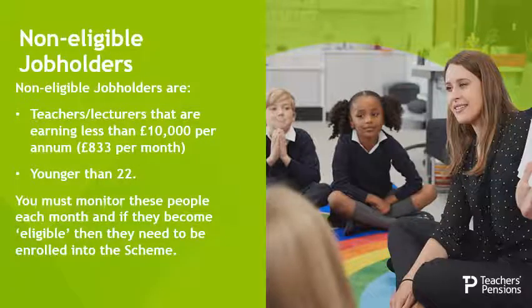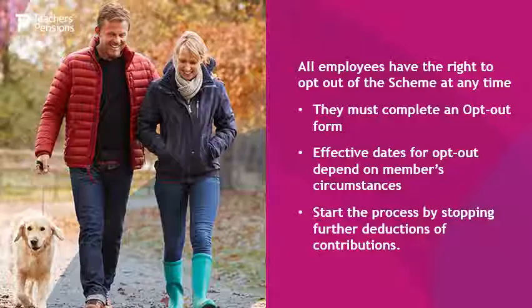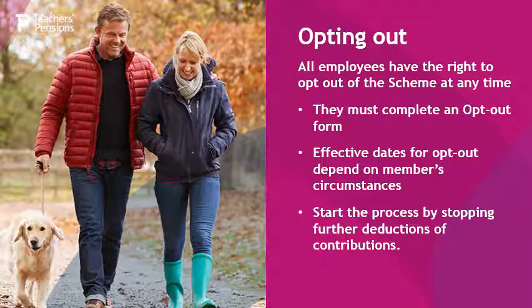For non-eligible job holders, so members of staff who don't meet the criteria, you have to monitor these members of staff, and when they do meet the criteria, you would need to automatically enrol them into the scheme under the automatic enrolment regulations, unless one of the exceptions applies. All members have the right to opt out of the scheme at any time if they wish. There's no restrictions to the amount of time they can opt in or out of the scheme. If a member does want to opt out of the scheme, then there are 2 ways they can do this.